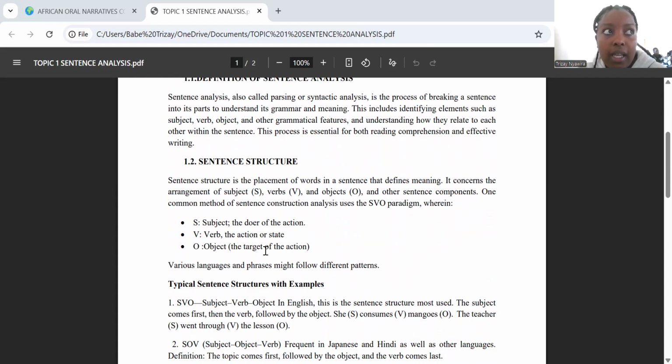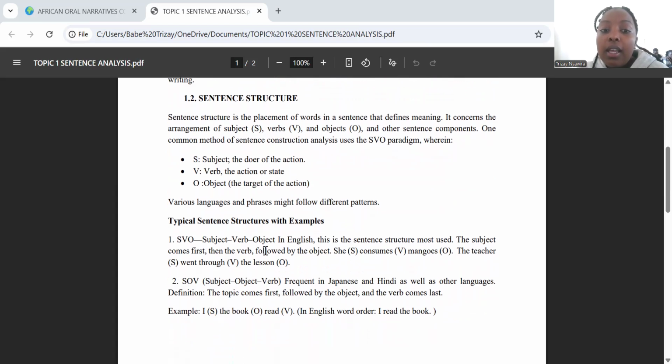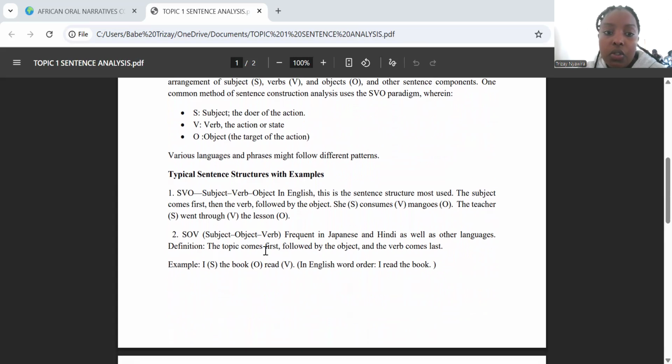wherein the S represents the subject, that is the doer of the action. The V represents the verb, that is the action or state, and O represents the object, that is the target of the action. So various languages and phrases might follow different patterns. So we're going to look at the different patterns that are used in English or sentence construction.